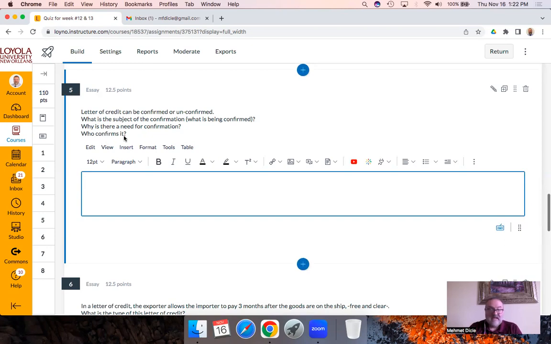Now, this bank can actually be the importer's bank. So if I have the LC open through Chase, I already have a relationship with them, and Chase could be adding their payment confirmation to this LC for me while taking proper collateralization from me.